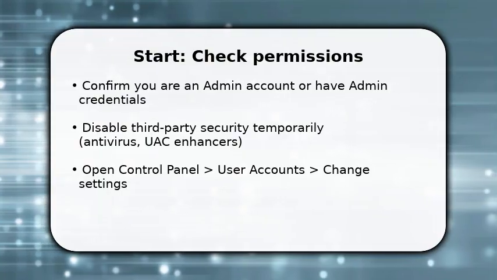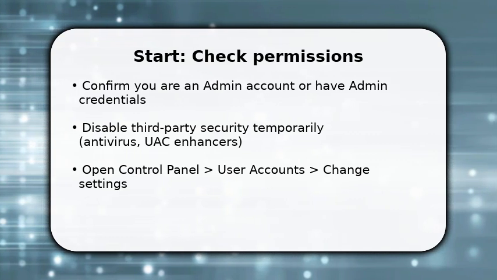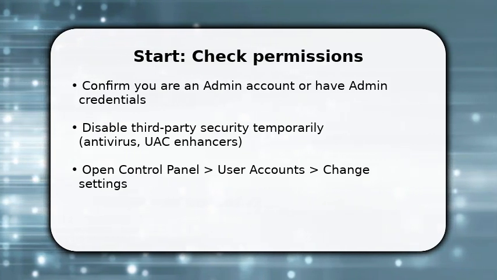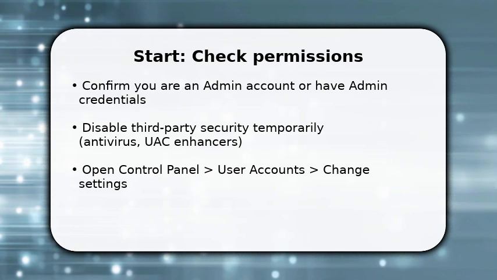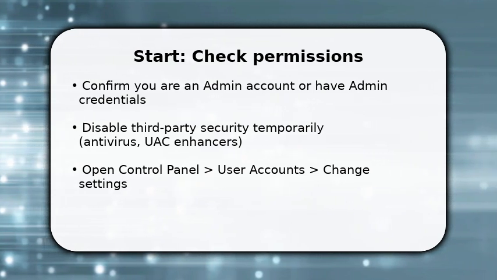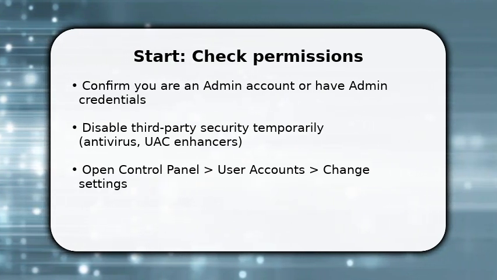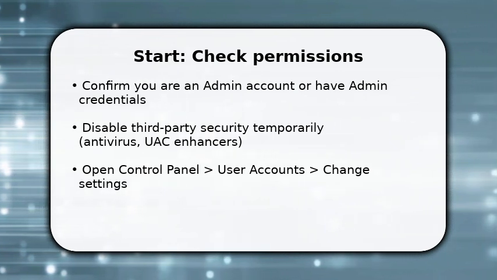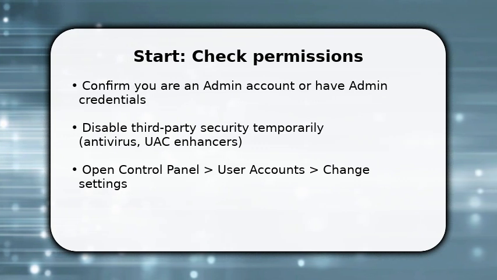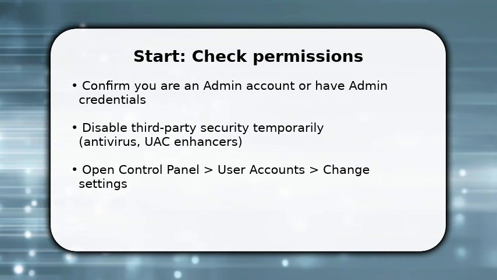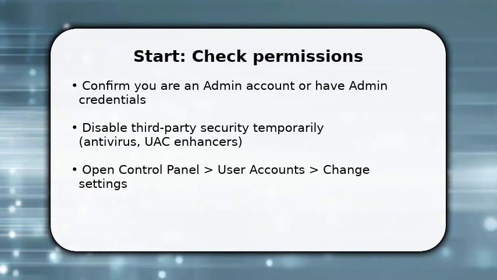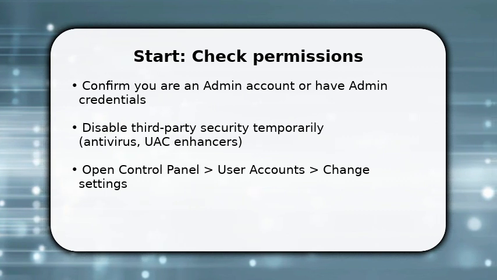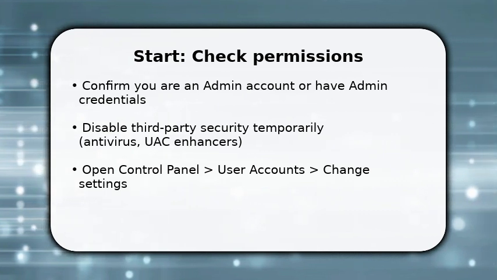You'll begin by ensuring you have admin rights. This is required to restore UAC behavior. Once confirmed, disable any third-party security tools that modify prompts because they can hide the Yes button. Next, open Control Panel and go to User Accounts, then choose Change User Account Control Settings. You'll start the change here. Make sure to keep an alternate admin available in case you need to re-enable protections later.